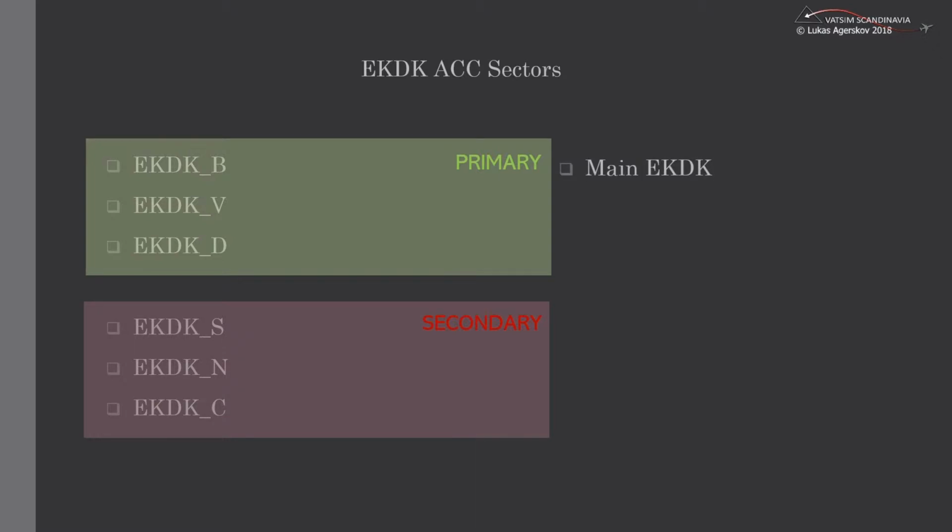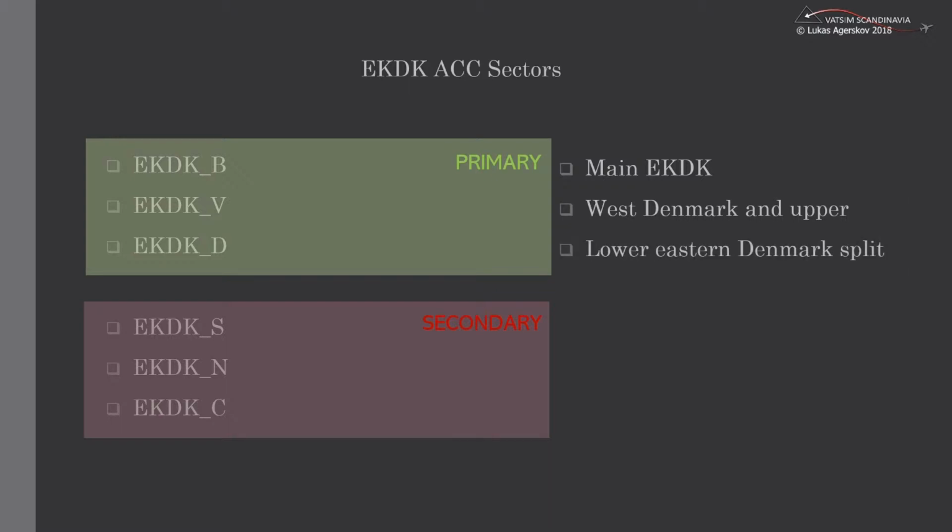The EKDK-B is normally the main EKDK, also known as just EKDK control, and normally controls everything when no one else is online. The EKDK-V is the second one that comes on and splits it up into West Denmark and the upper part, and then the EKDK-B will control the lower airspace around Copenhagen, making for a much smoother entry of traffic into Copenhagen.